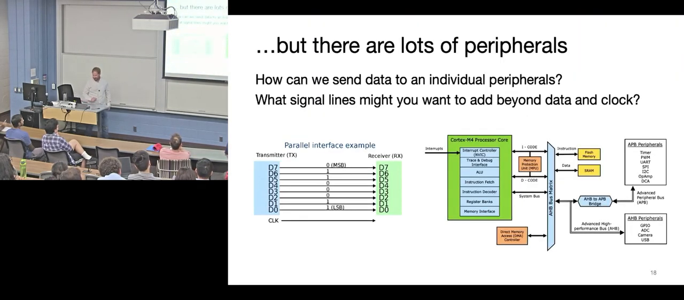All right, but there's lots of peripherals, right? And we just made a very simple model. Here's data lines and a clock. What else do you need?